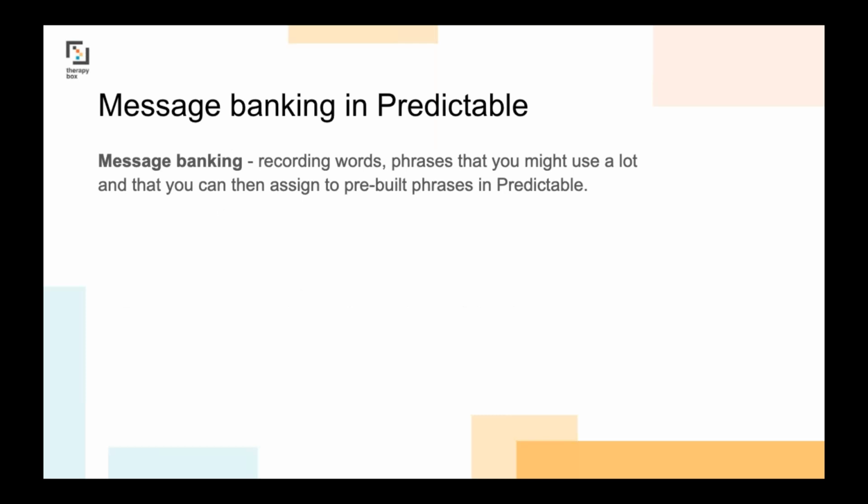First of all, message banking in Predictable. Message banking is the process of recording words or phrases that you will use a lot and that you can assign to pre-built phrases in Predictable. As you probably know, Predictable offers a phrase bank in which you can save already made phrases so that you don't have to type them all every time that you want to speak them.